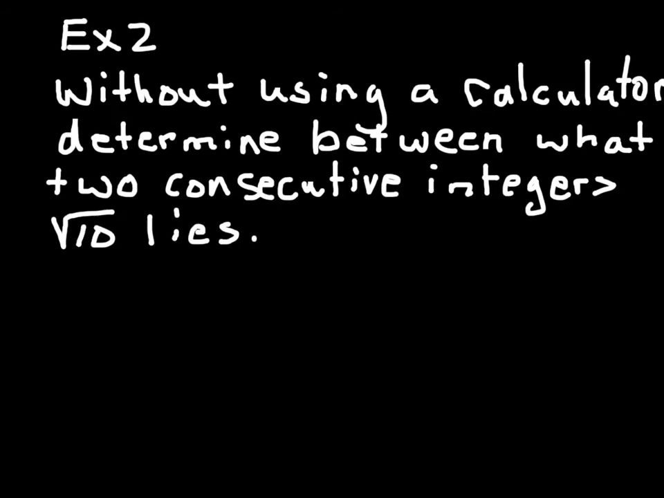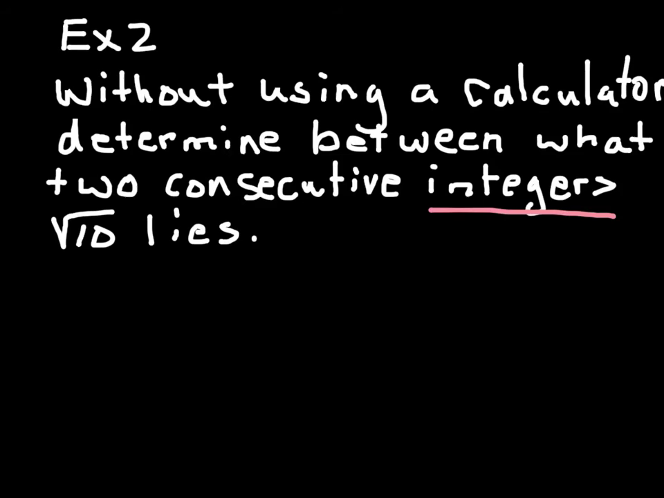Now consecutive means 2 numbers that are one right after another. So for example, 2 and 3 are consecutive, or 7 and 8 are consecutive. And again, remember we reviewed what integers are. Integers are numbers that aren't decimals or fractions. So I want to figure out where the square root of 10 would lie.